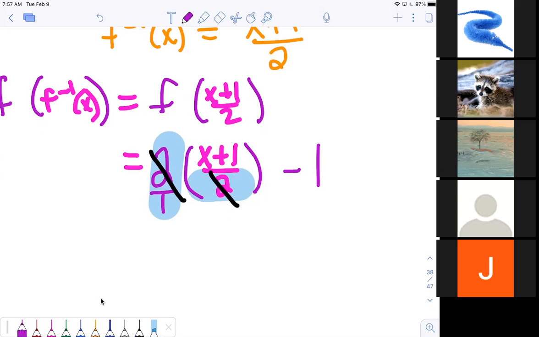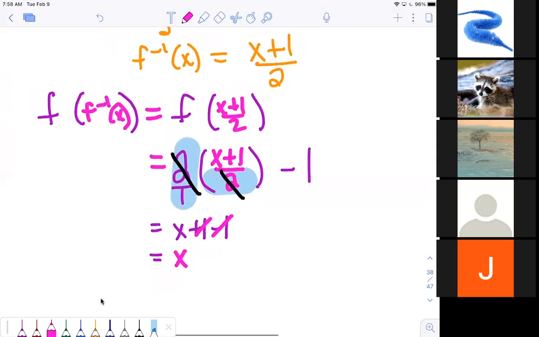And then we're just left with x plus 1 because that's the only part remaining inside, and then minus 1. Which we know that the plus 1 and the minus 1 cancel, and then we're left with x. So just look to see what you have. If you're multiplying by 2 and dividing by 2, they cancel each other out.